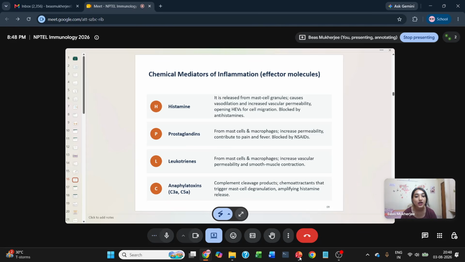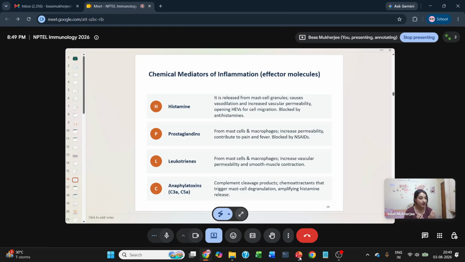Anti-allergens. Now, histamine is very potent in allergies, and we'll be talking about allergies in our upcoming lectures, okay? Then we have prostaglandins. From the mast cells and macrophages, prostaglandins are released. They also increase permeability and contribute to pain and fever.